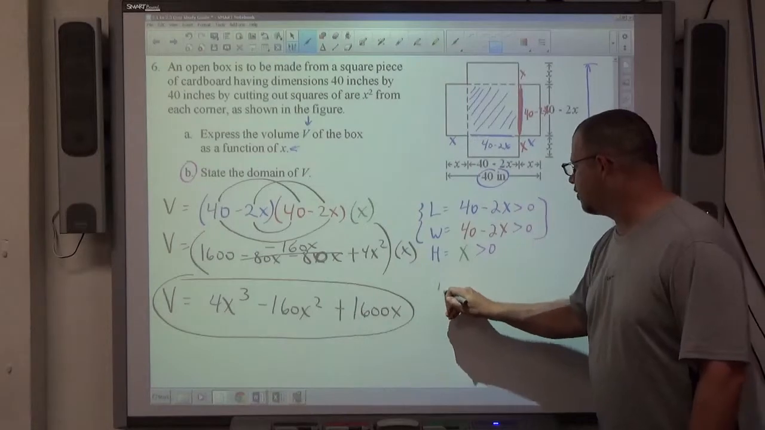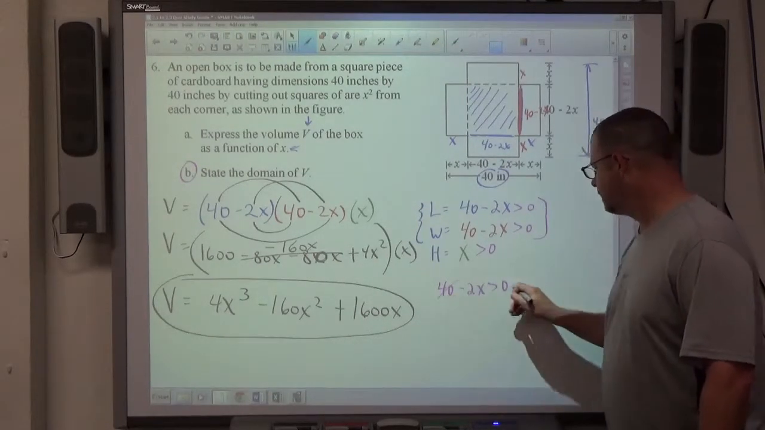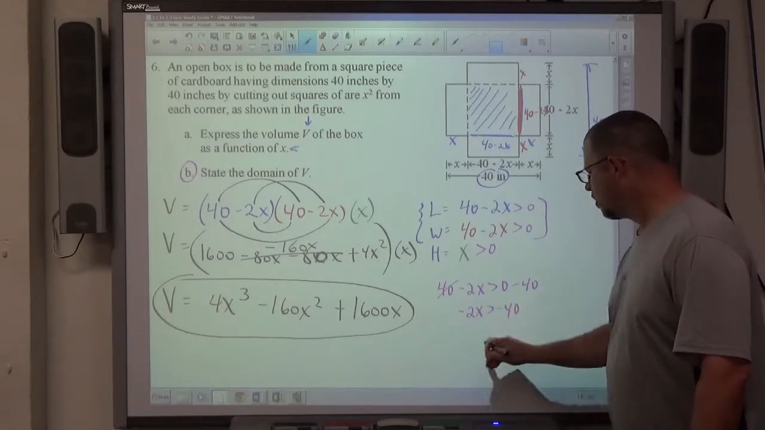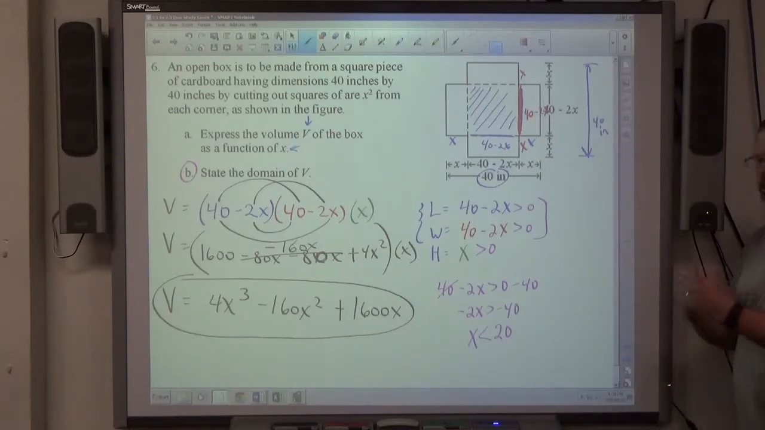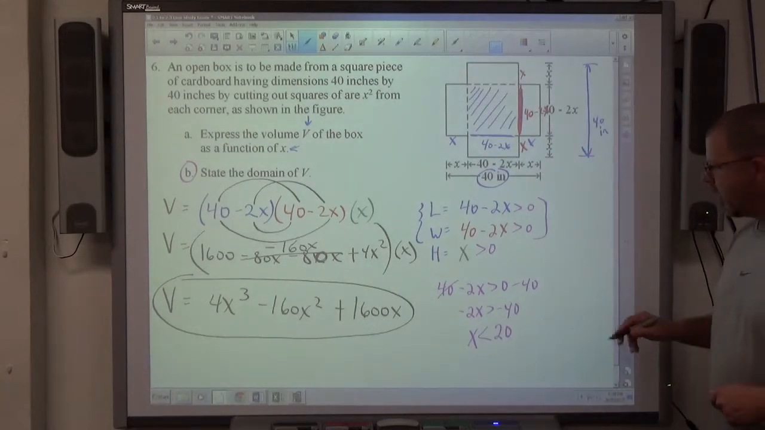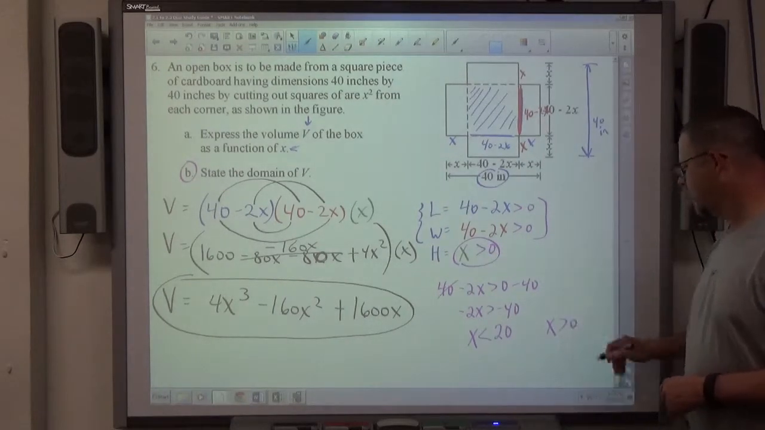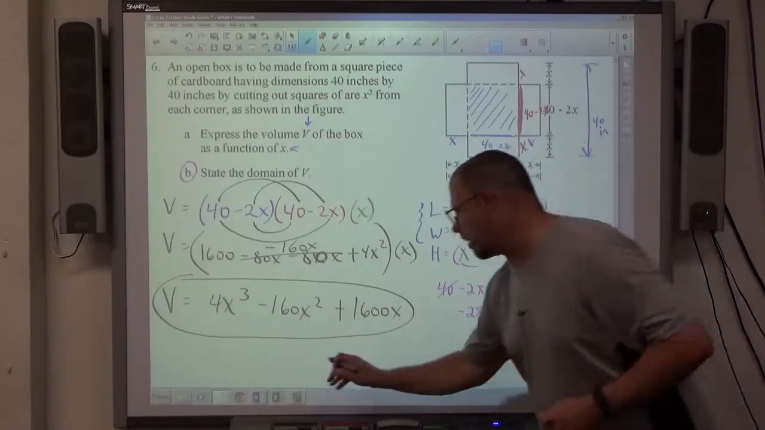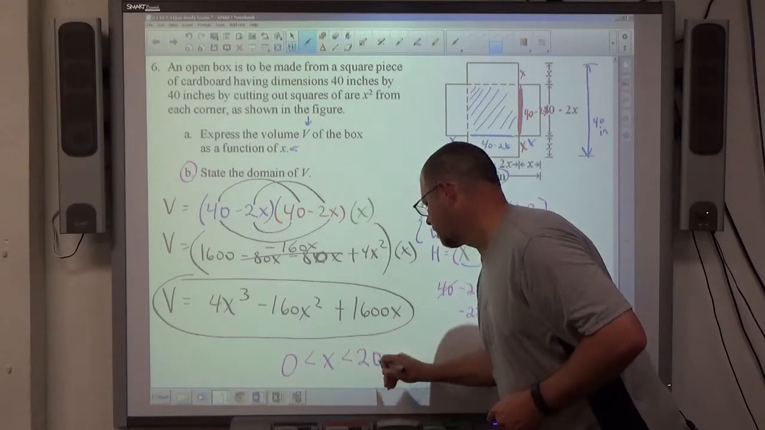So 40 minus 2x is greater than 0, which means negative 2x is greater than negative 40, which means x is less than 20. We divide both sides by negative 2, then the inequality switches direction. This right here says x is greater than 0. That's already solved. X has to be greater than 0 and less than 20. And how we write that out altogether: 0 is less than x is less than 20.